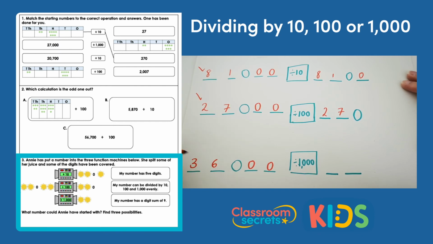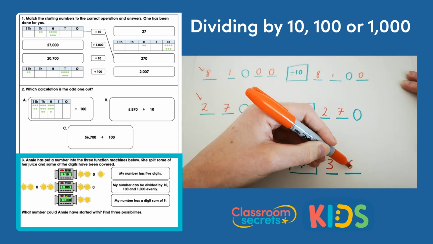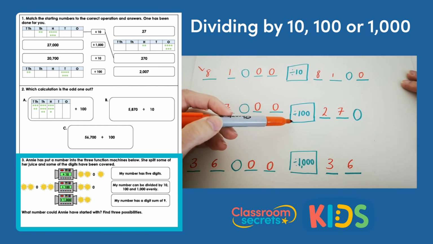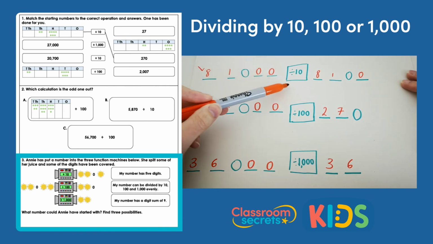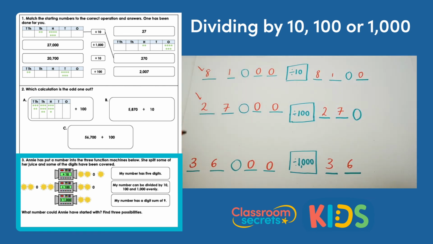You could also have 36,000 because 3 and 6 make 9. 36,000 divided by 1,000 leaves us with 36. If we did 36,000 divided by 100, we'd get 360. And if we did 36,000 divided by 10, we'd end up with 3,600. So that would also work. Other possible numbers you could have include 18,000. You could also have 63,000. You could have 72,000. You could have 45,000. Or you could have 54,000, because all of those numbers have a digit sum of 9.